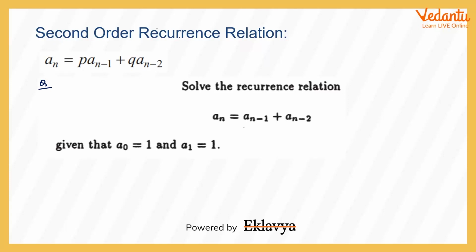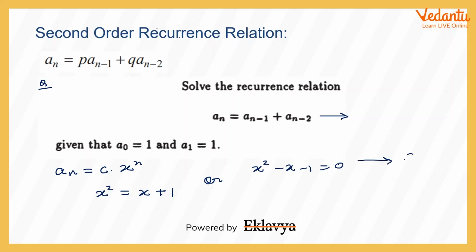Solve the recurrence relation an is equal to an minus 1 plus an minus 2, given that a0 is 1, a1 is 1. If you remember, this is the famous recurrence relation called the Fibonacci sequence. So what will be my corresponding characteristic equation? You can write it directly, or if you have confusion, you can write this as c into x power n. If you put it here, c gets cancelled, and we get x square equals x plus 1, or x square minus x minus 1 is equal to 0. That is my characteristic equation for this recurrence relation.